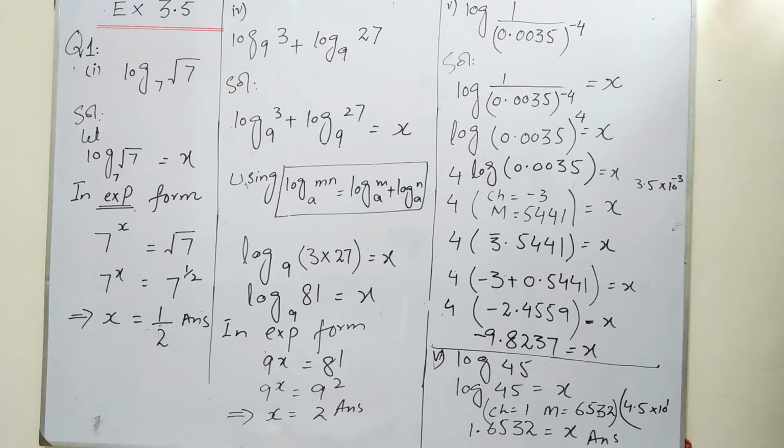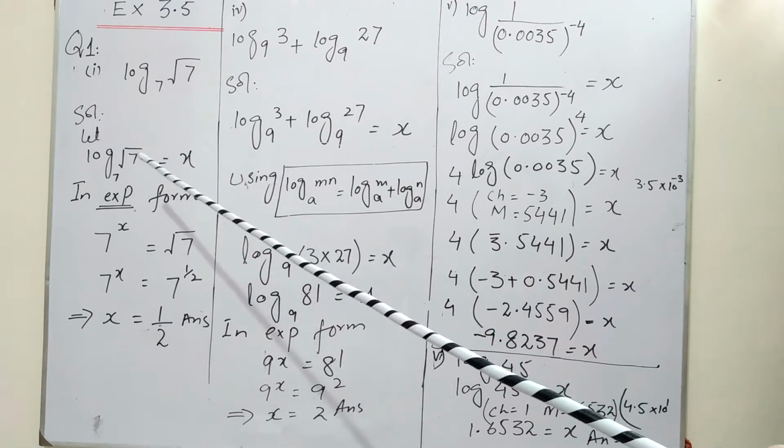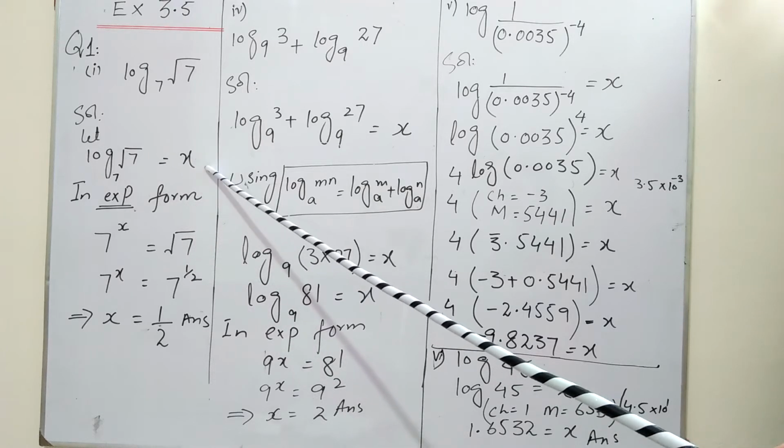In this exercise, we will use different properties and laws of logarithm to find out the value of the given expression. Question number 1 is: use the different properties of logarithm to find the value of the following expression. Part 1 is log of under root 7 with base 7. First, we let this value equal to x.